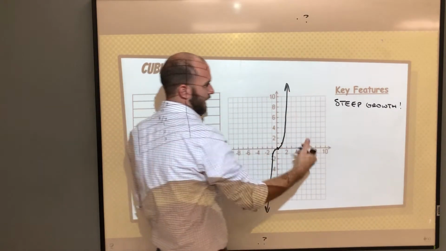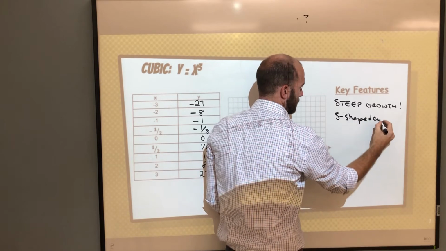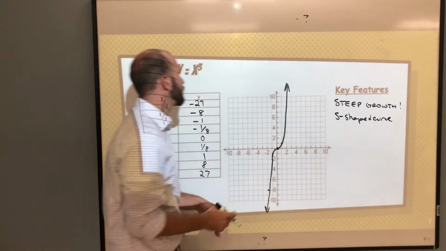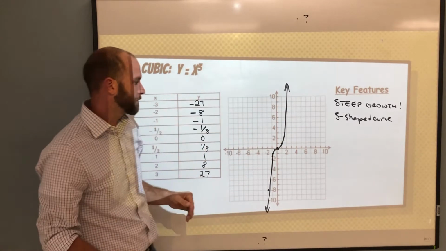I would kind of call this an S-shaped curve. And anytime you have something that is x cubed, it's going to have some type of S-shaped curve to it.